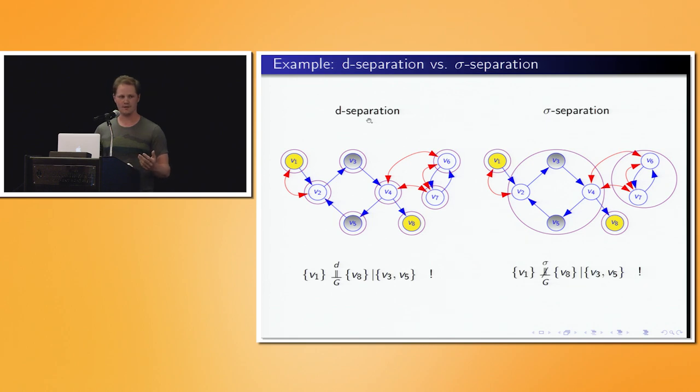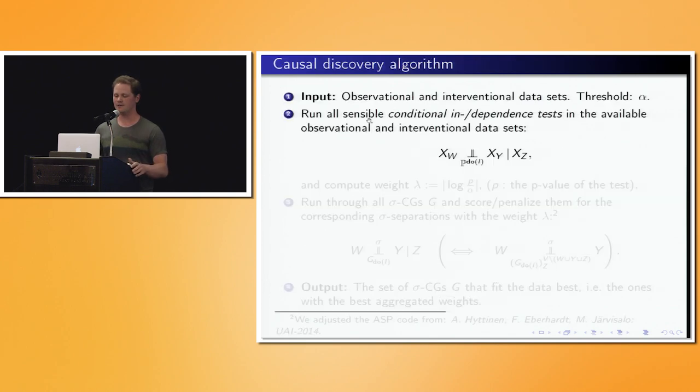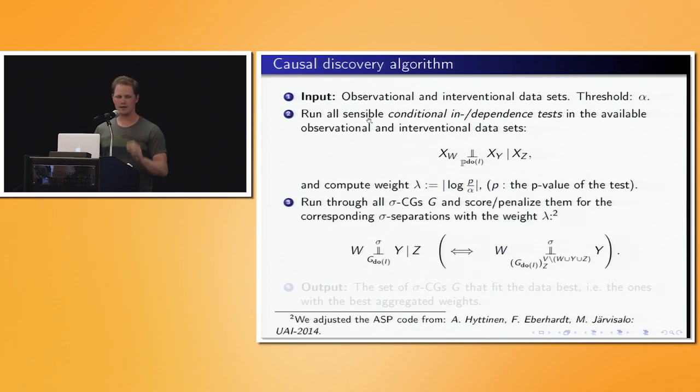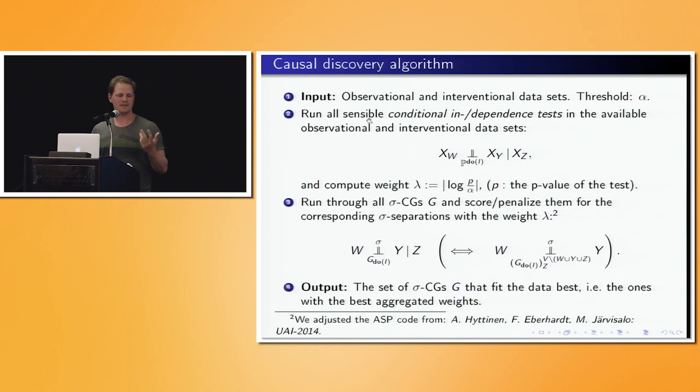And we use this theorem for the algorithm. So the algorithm for causal discovery says, we run all conditional independence tests in the available data, observational and interventional, we can do both. We check them all, we give them a weight, and then we just run through all graphs, using this conditioning and marginalization operator, and check if the corresponding sigma separations are also in the graph. And if not, we penalize it, and if yes, it satisfies this. Then we take the one which fits best to the data with respect to the aggregated weights. And then we have a list, perhaps we have more, and they will be spit out.